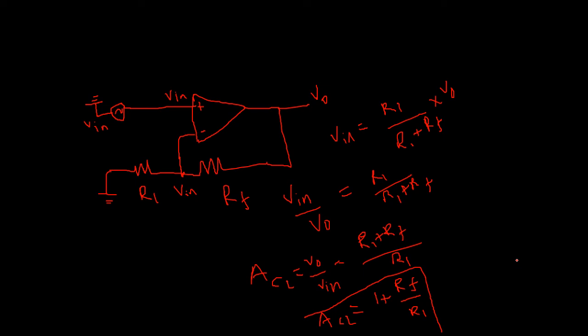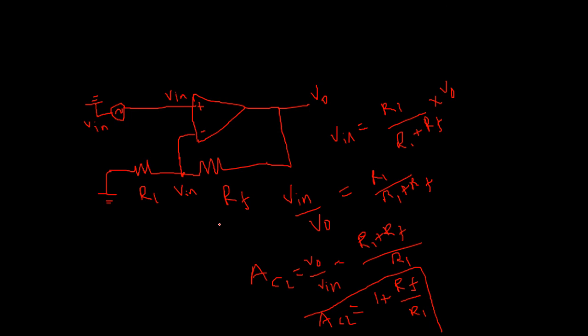So we can vary the closed loop gain by varying the value of RF and R1. Comparing to the inverting operational amplifier, the gain will be more in the non-inverting amplifier. There the closed loop gain is minus RF by R1. Here it is 1 plus RF by R1. So you will get more gain compared to the inverting operational amplifier. So let's see what the advantages of this non-inverting operational amplifier are.